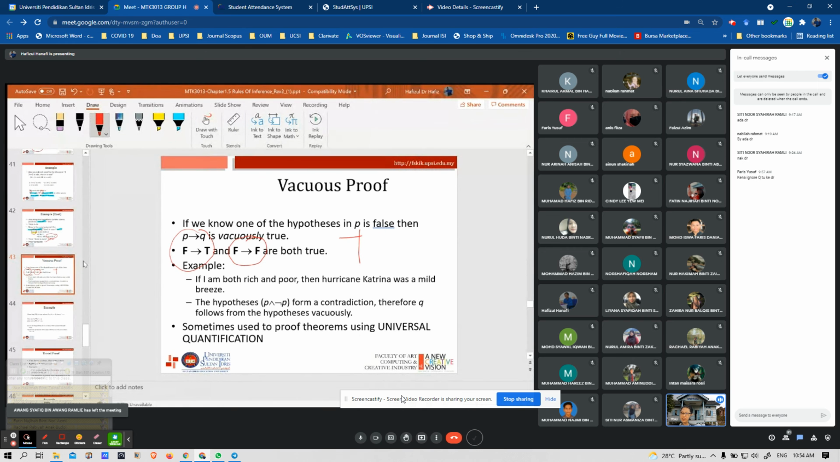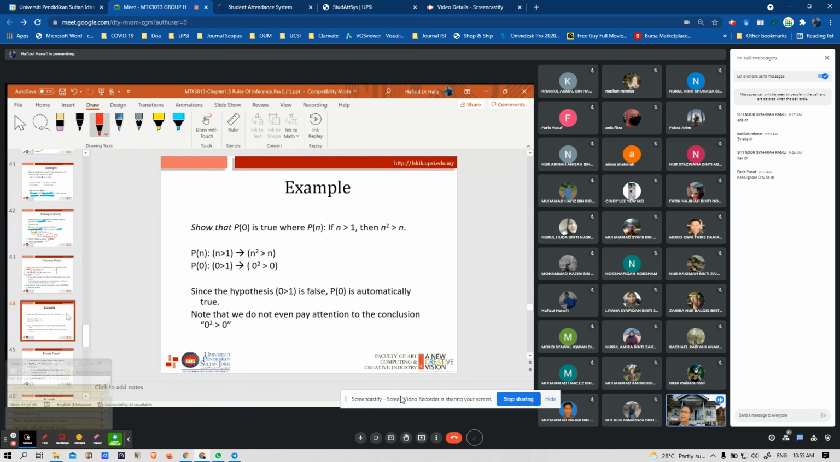Okay, sometimes we want to use the universal quantification to represent the vacuous proof. Okay, another example, we have P(0) is true, whereby P(n) is: if n is greater than 1, then n to the power of 2 is greater than n. For example, is 1 greater than 1? No. Is 2 greater than 1? Yes. Then 2 to the power of 2, 4, is greater than 2.